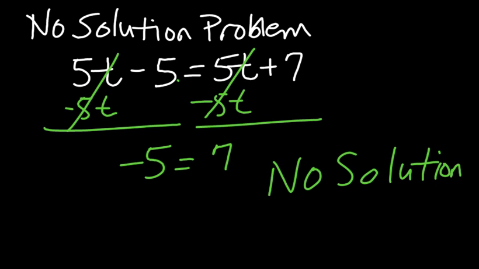That means it doesn't matter what I put in for t. If I put 1 in, I'm still going to get something crazy like negative 5 equals 7, or 9 equals 6, or something that makes no sense.